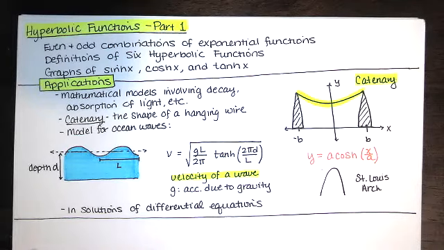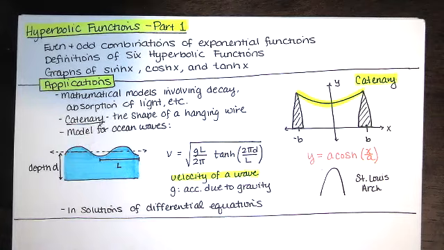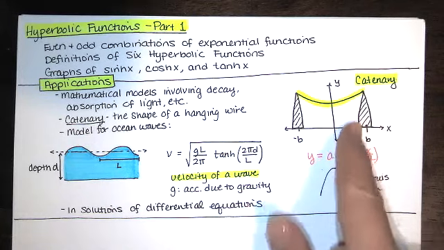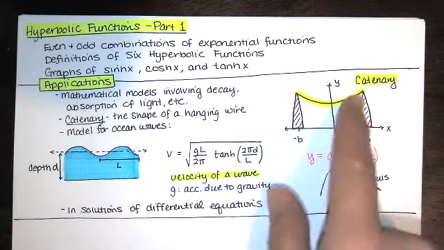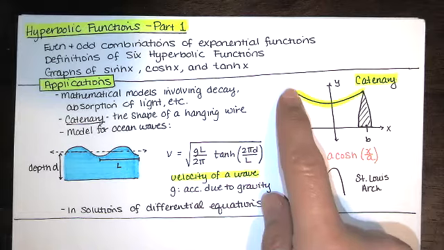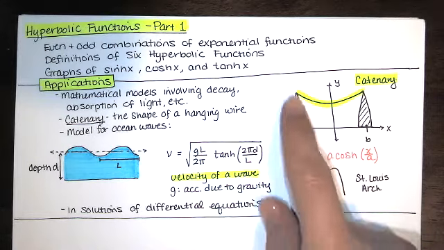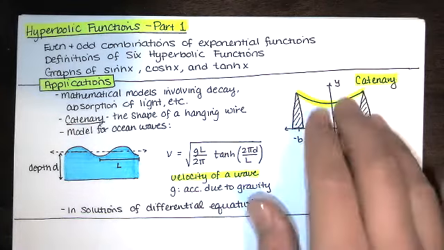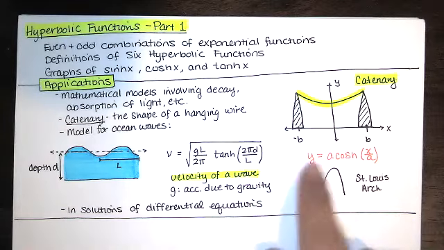The most famous application of hyperbolic functions is a catenary, and that's just our name for the shape of a hanging wire. So if I have two little poles like this and I've got some wire hanging between them, initially you might think that the shape of that wire is like part of a parabola. And I wouldn't blame you. It does kind of look like part of a parabola, but it's actually not. It turns out that that wire will hang in this way.